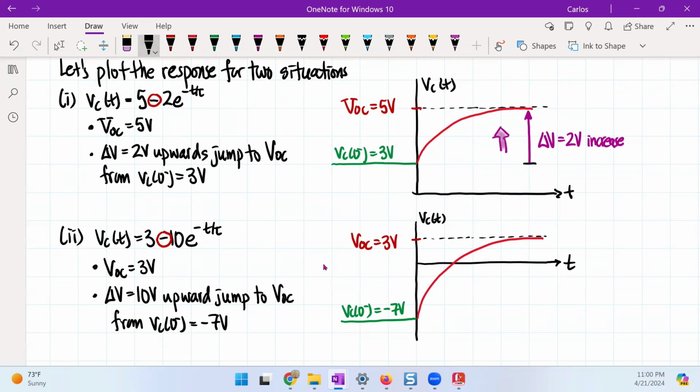So again, what does that delta V mean? It means that the difference between these two initial and final state values is a voltage increase of 10 volts in the capacitor. Once again, that minus sign means that I have an upward jump. Maybe jump is a bad word, but it goes up like that.